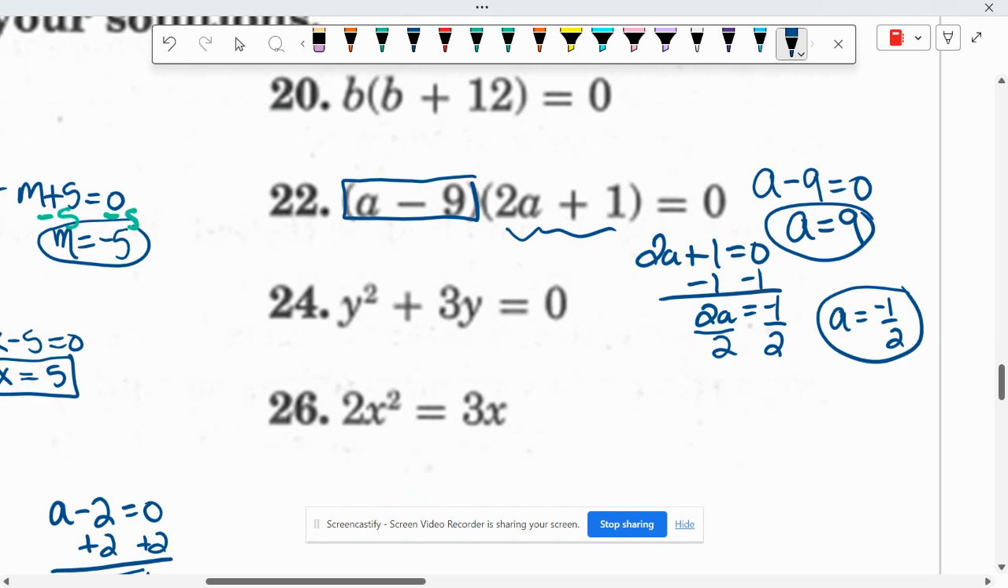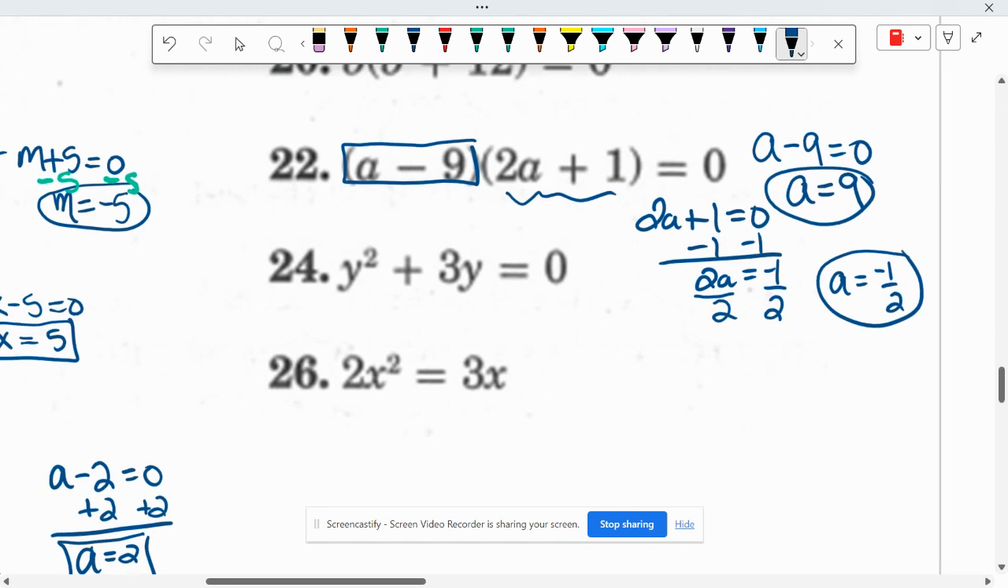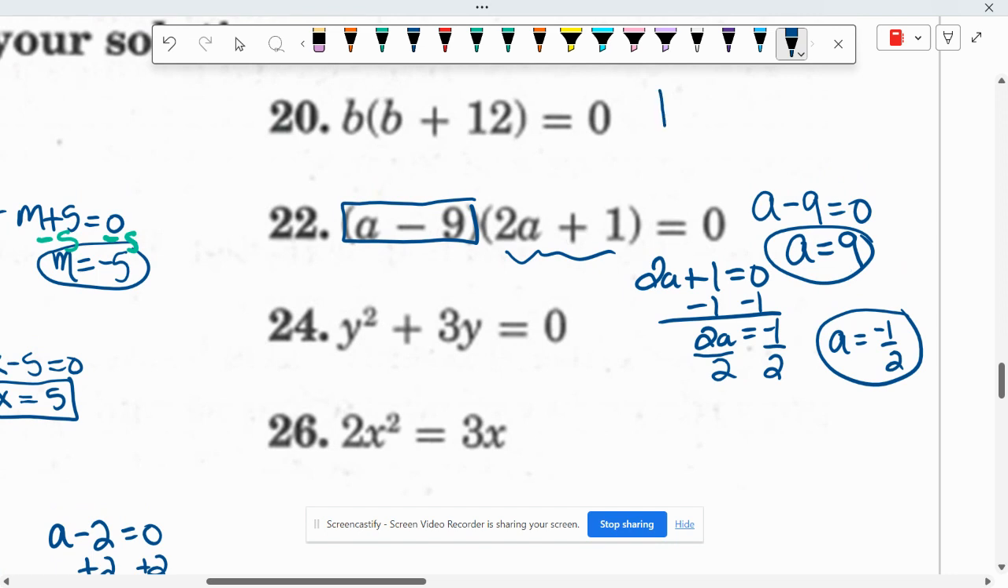Charlie, you got number 24? Yes. So you end up with y plus 3 equals 0. So that means that y equals what? -3. Yeah, go do it up there. Holly, good job. Thank you. Okay, Aiden's put good job. Yes. So number 20, b equals 0 and b equals -12. Perfect. Thank you, ma'am. Number 24, Aiden is doing on the board.